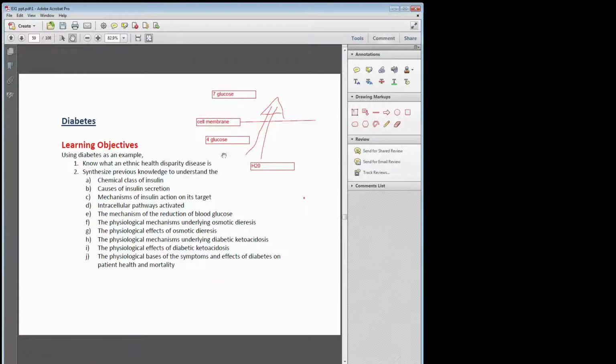You need to know that's how it functions. This is osmotic diuresis, the excretion of water from inside the cells due to lots of sugar in the bloodstream and your inability to move any more sugar. That's osmotic diuresis, peeing a lot due to that.